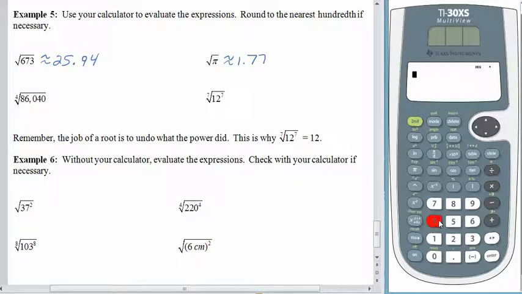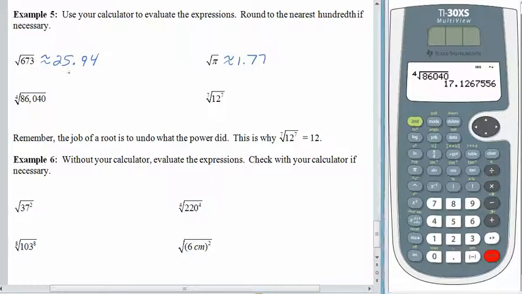Index first, find our general root right above the caret key, and then we fill in the value inside the radical. The value inside the radical is called the radicand. So the radicand is 86,040. And this is about 17.1, and that 2 will raise up to a 3 because the digit after it is a 6.